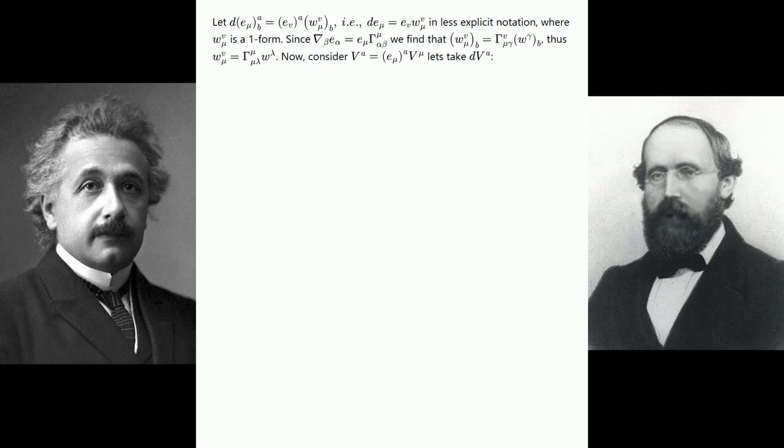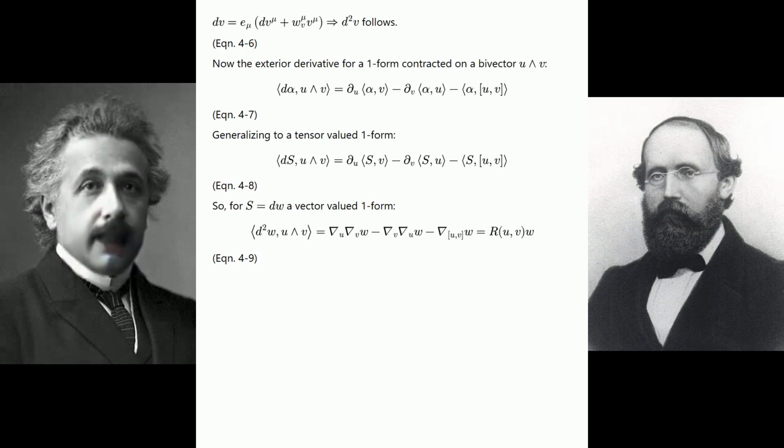Since gradient sub beta e sub alpha equals e sub mu gamma sub alpha beta to the mu, we find that w sub mu to the v sub b equals gamma sub mu gamma to the v times w to the gamma sub b. Thus w sub mu to the v equals gamma sub mu lambda to the mu w to the lambda. Now, consider v to the a equals e sub mu to the a times v to the mu. Let's take dv to the a: dv equals e sub mu times dv to the mu plus w sub v to the mu v to the mu, which implies d squared v follows.